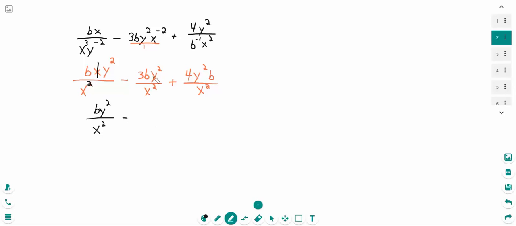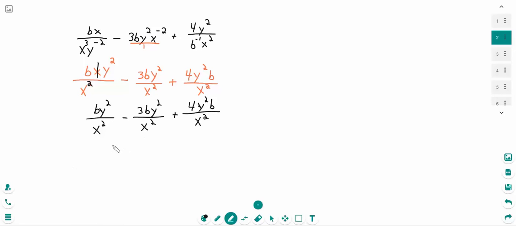Minus, is there anything I can do here? No, there isn't. So I still have 3by squared all over x squared. And over here, there's nothing I can do either. So I have 4y squared b over x squared.